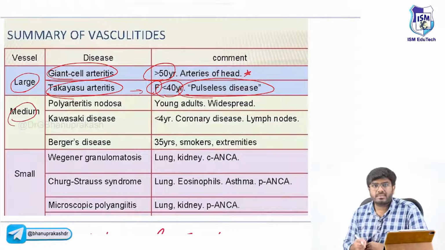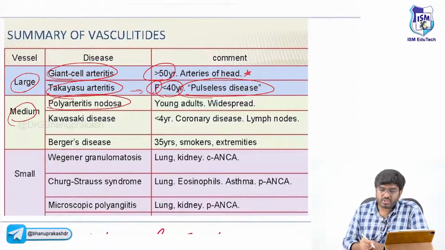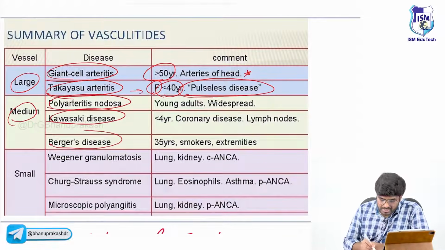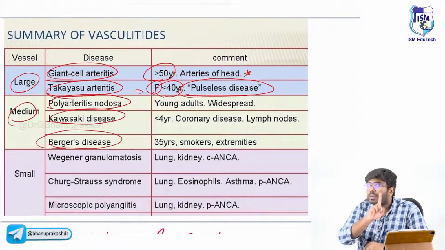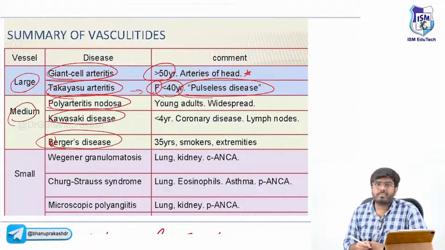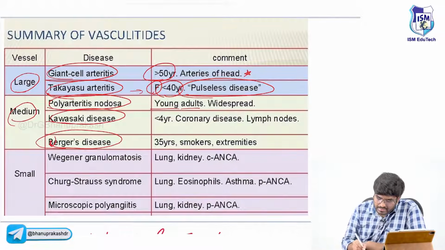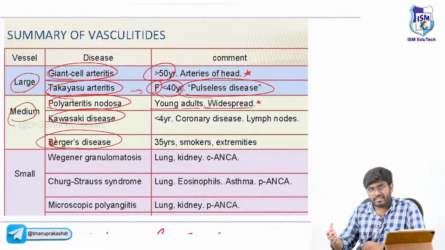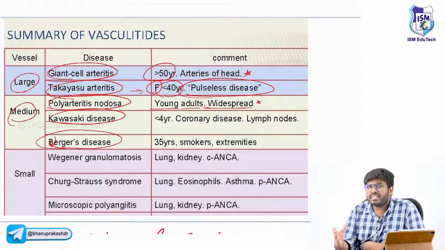The medium vessel vasculitis includes 3: polyarteritis nodosa, Kawasaki disease, and thromboangiitis obliterans, also called Buerger disease, not Burger. Here it is wrongly written, it's a mistake. It is Buerger, B-U-E-R-G-E-R. Polyarteritis nodosa: young adults, widespread, associated with hepatitis B and hairy cell leukemia. Pulmonary arteries are not affected. It is a necrotizing vasculitis. The most commonly involved blood vessels are the renal arteries.